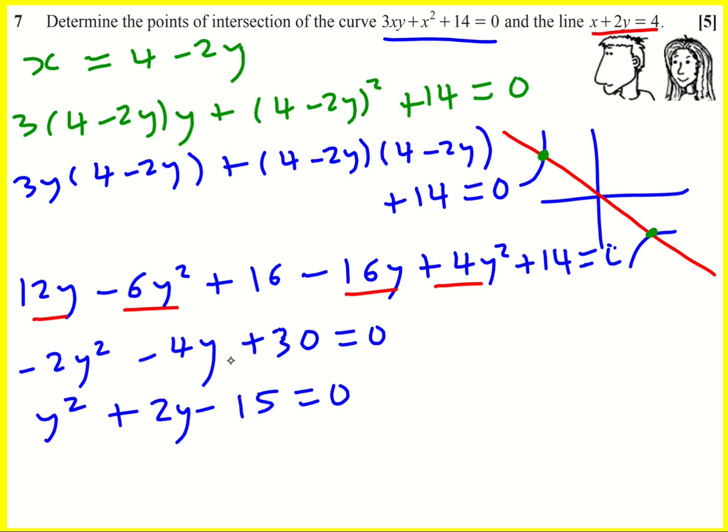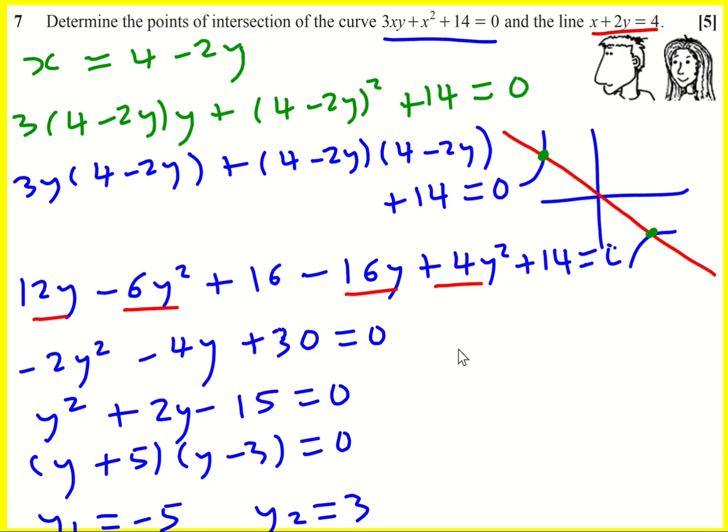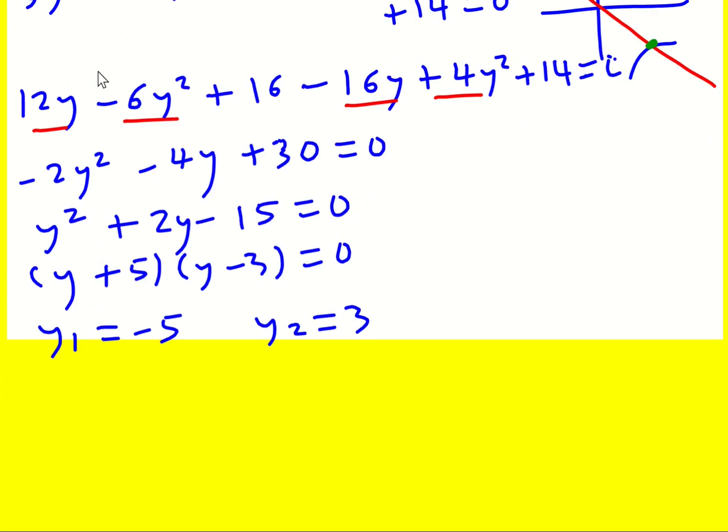You could alternatively imagine adding everything onto the other side and then dividing by 2, you'll get the same answer. This will factorize to y plus 5, y minus 3 equals 0. So y1 equals minus 5, y2 equals 3. And we haven't finished, we just need to substitute back in to here to get the x value.